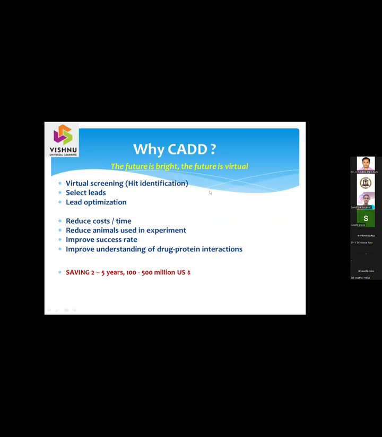The major advantages of learning CADD are that it reduces cost and time, reduces animal use in experiments, improves success rate, and improves understanding of drug-protein interactions. And the major advantage is that it saves 2 to 5 years of time and 10 to 500 million US dollars in the introduction of a new molecule or new drug. So these are the benefits of why we have to learn computer-aided drug design. Mainly, it is saving our time and money.